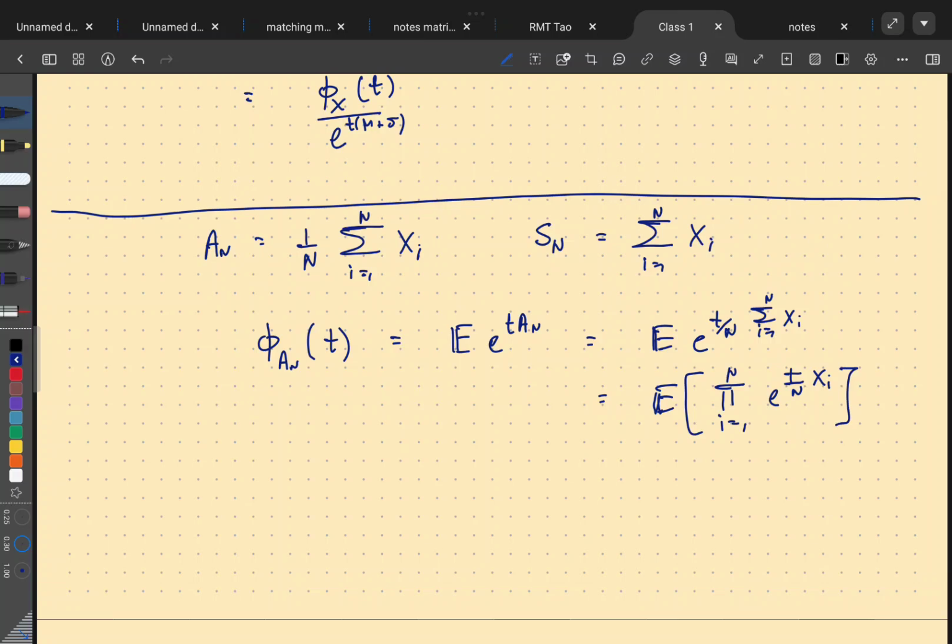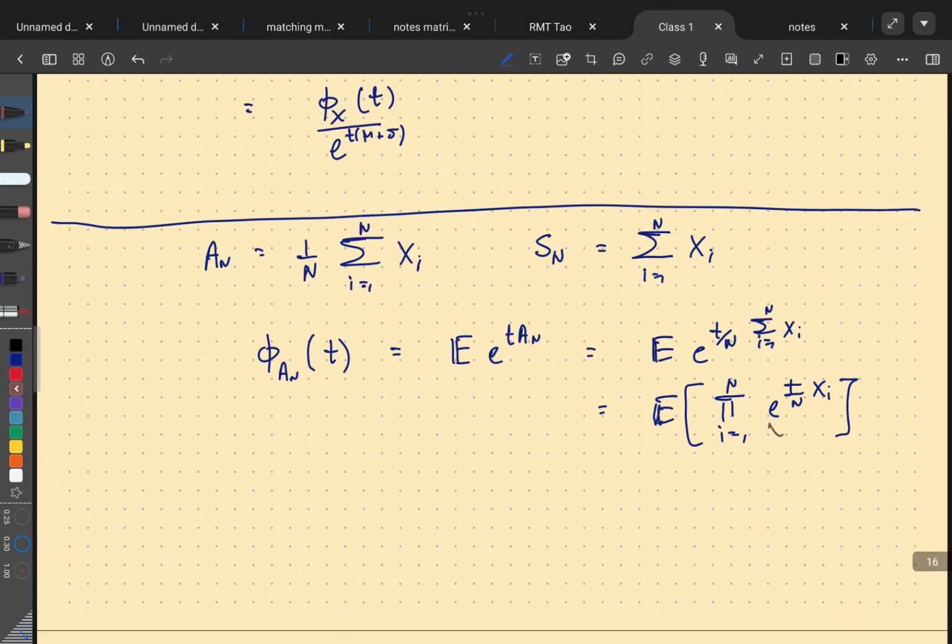Now what do I know about the random variables xi's? They're all independent. So if the xi's are independent, then e raised to t by n xi's are also independent. If I denote this yi, then the yi's are also independent and identically distributed, because each is just a function of xi. So what is the expectation of a product of IID random variables?